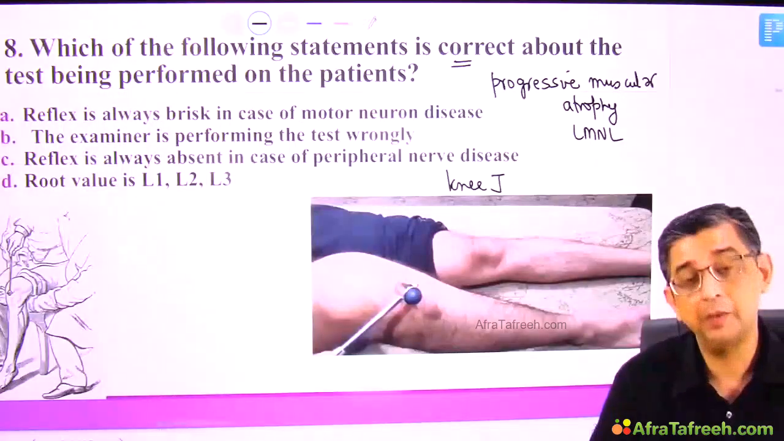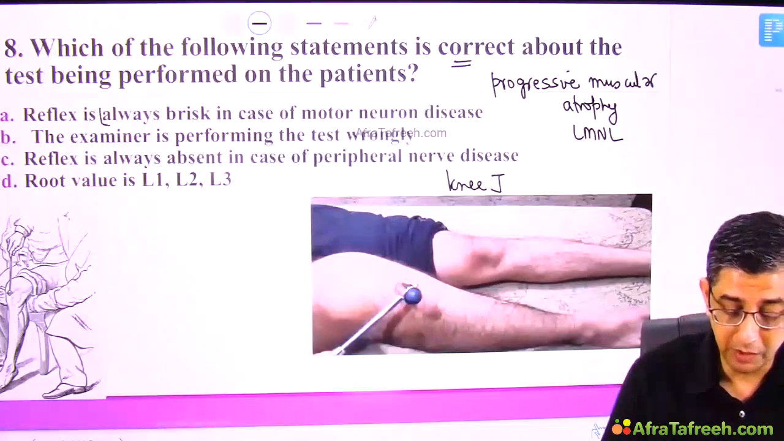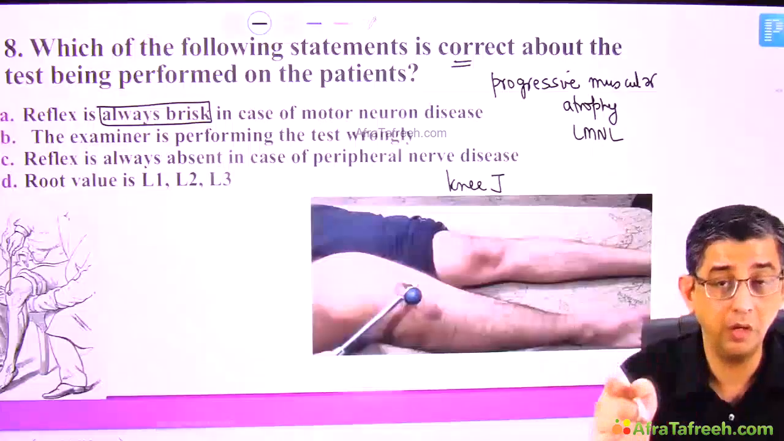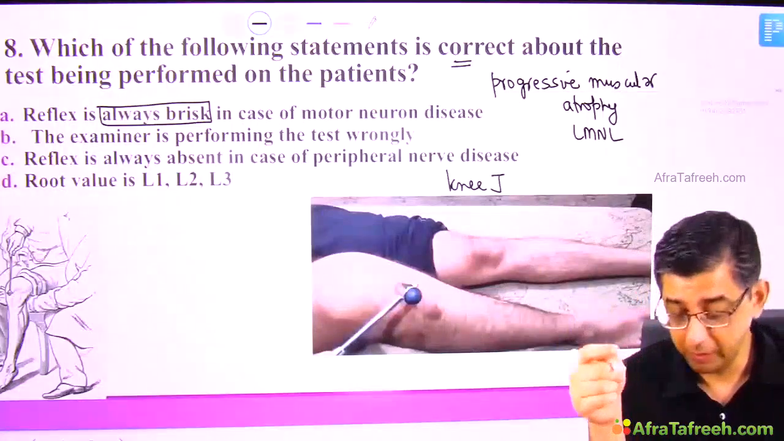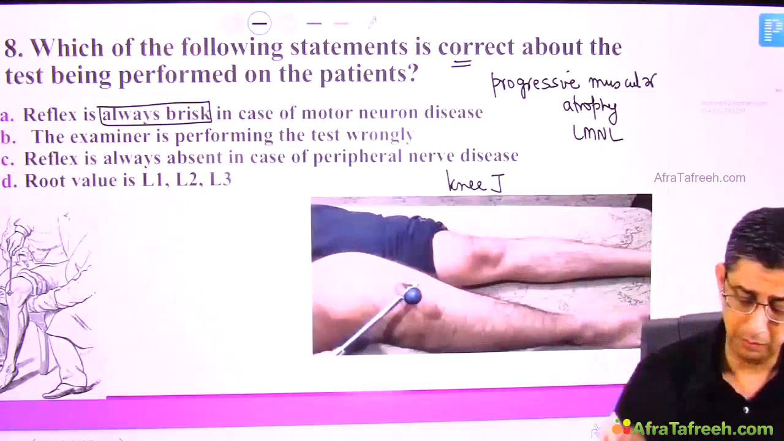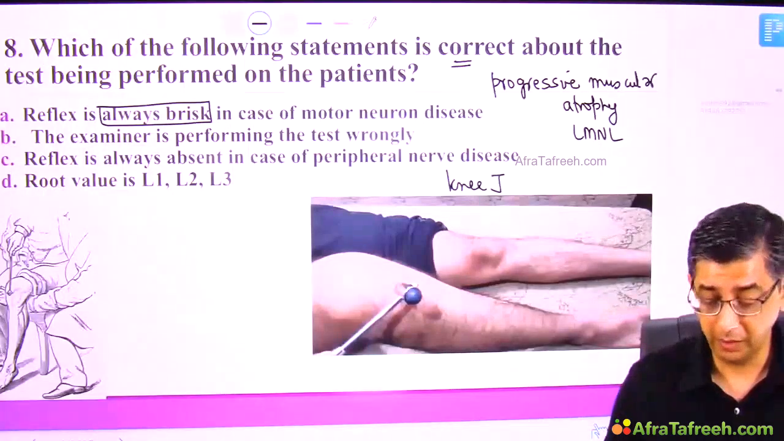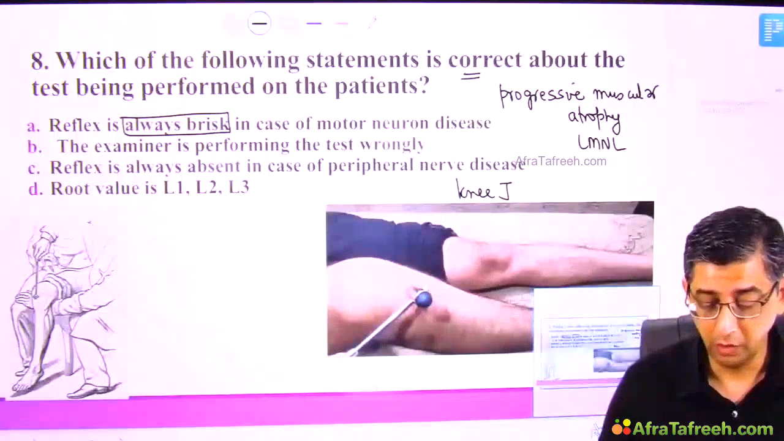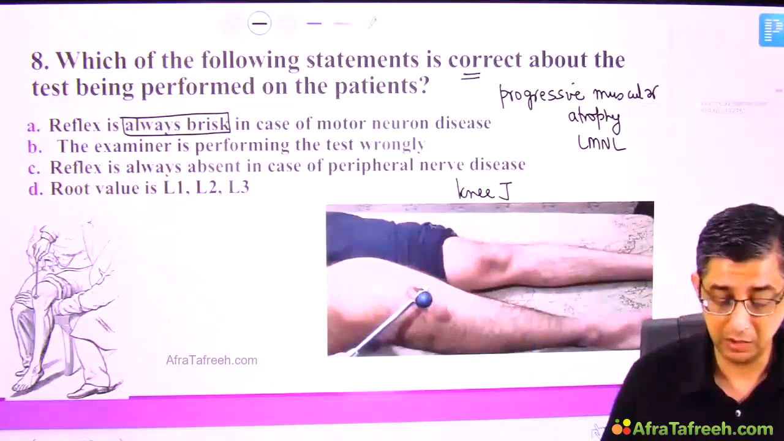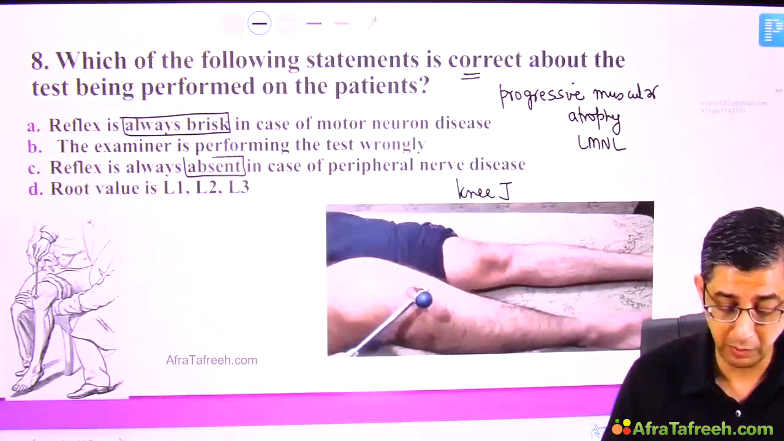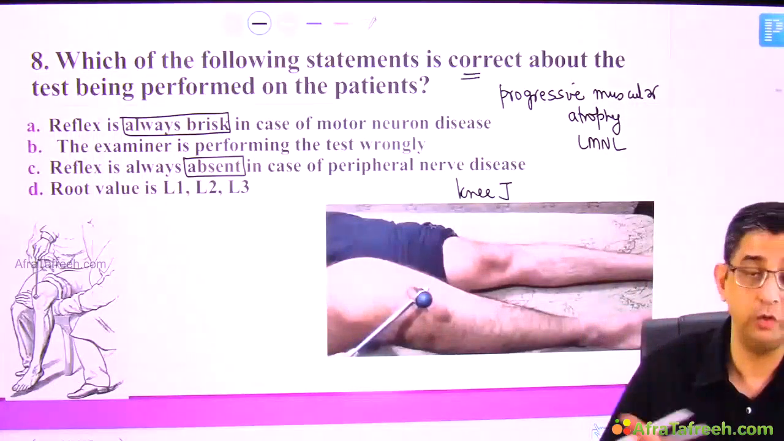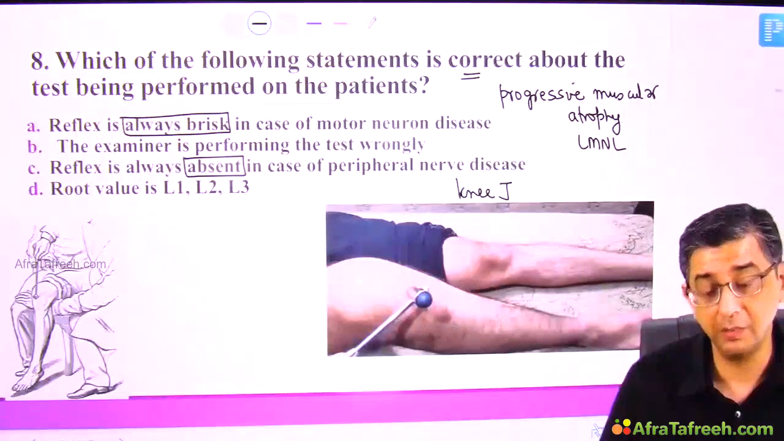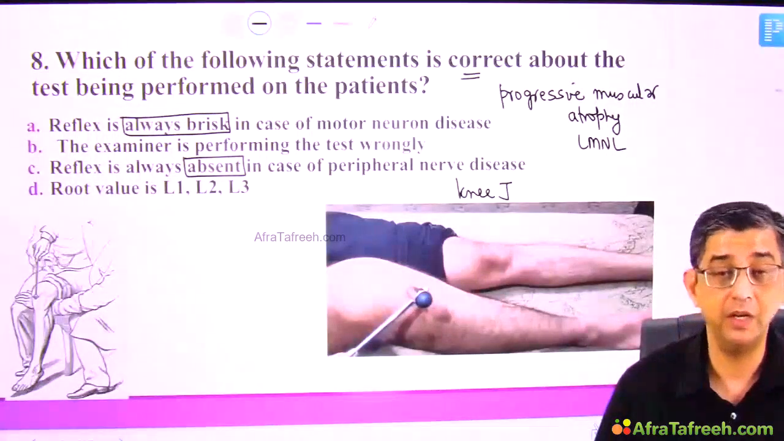The wrong thing about statement A is that it says the reflex is always brisk in motor neuron disease, whereas in motor neuron disease you can actually have a combination of lower motor and upper motor neuron signs, so it's not always going to be brisk. B says examiner is performing the test wrongly. Maybe a correct statement, maybe a wrong statement. Let's read on to C. Reflex is always absent in case of peripheral nervous disease. I just want to highlight that in the peripheral nervous system, you need a complete damage. Only if you have a nerve transection would you have areflexia. Otherwise, there might be reflexes that can be elicited, just relatively slower.